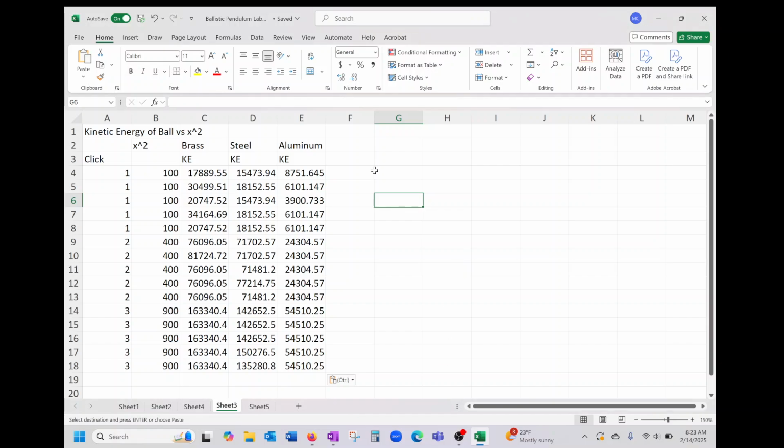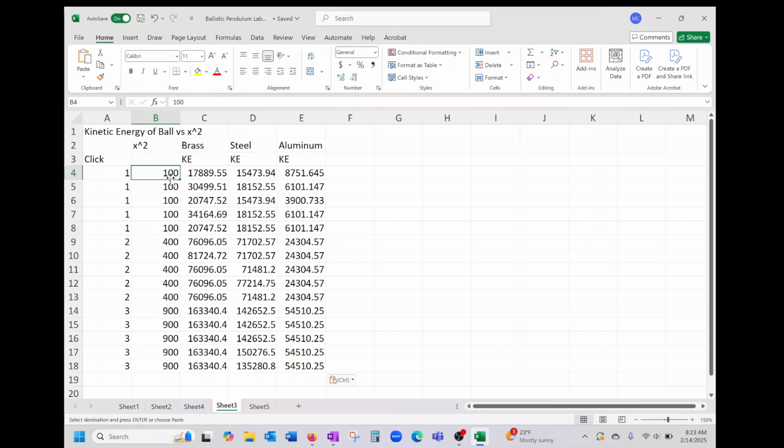And lucky for you, I already did this. So you're going to want to actually have the x squared up in this column here, or this row. And what I did here was I took the compression distances in millimeters and squared them. So you may have slightly different numbers, but it should have been around 10 millimeters, 20 millimeters, and 30 millimeters.